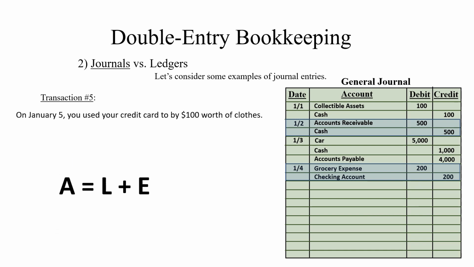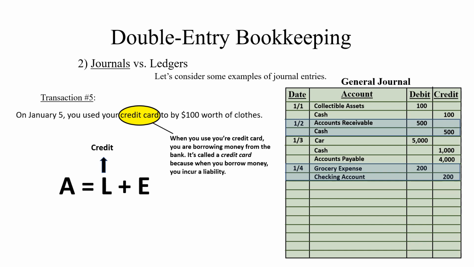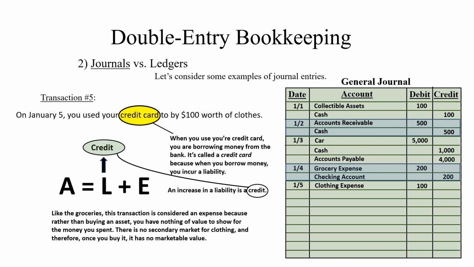Transaction number 5. On January 5th, you used your credit card to buy $100 worth of clothes. When you use your credit card, you are borrowing money from the bank. It's called a credit card because when you borrow money, you incur a liability. An increase in a liability is recorded as a credit. Like the groceries, this transaction is considered an expense because rather than buying an asset, you have nothing of value to show for the money you spent.